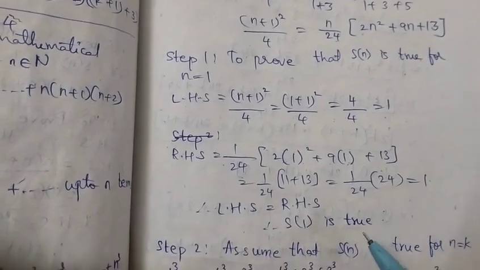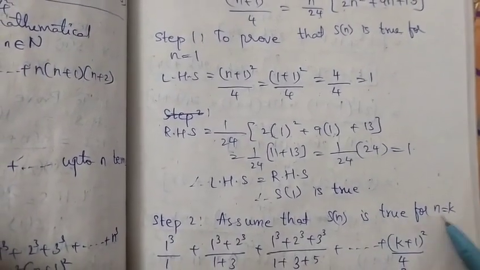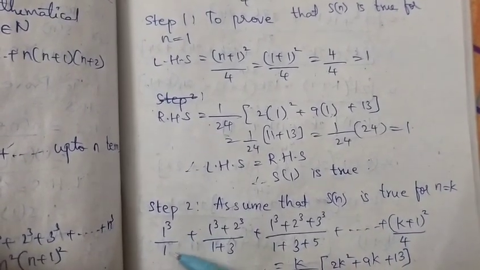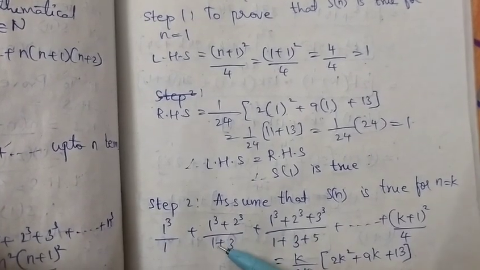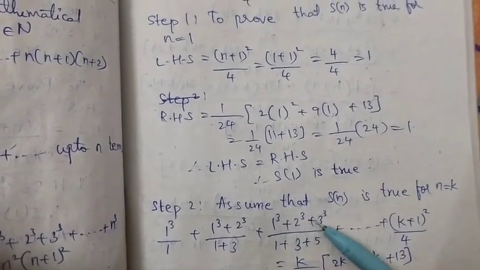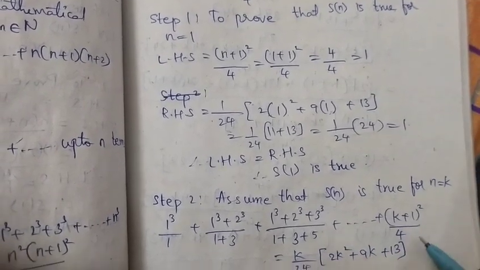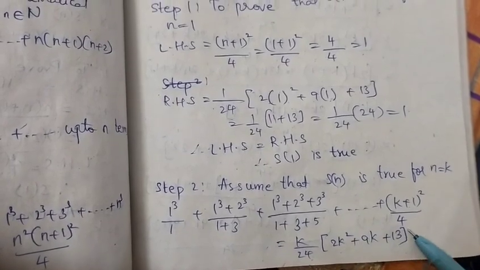Now let's suppose that the statement is true for n equals k. So the statement is 1 cube divided by 1 plus 1 cube plus 2 cube divided by 1 plus 3 plus 1 cube plus 2 cube plus 3 cube divided by 1 plus 3 plus 5 plus so on till k plus 1 whole square divided by 4, which is equal to k by 24 into 2k square plus 9k plus 13.